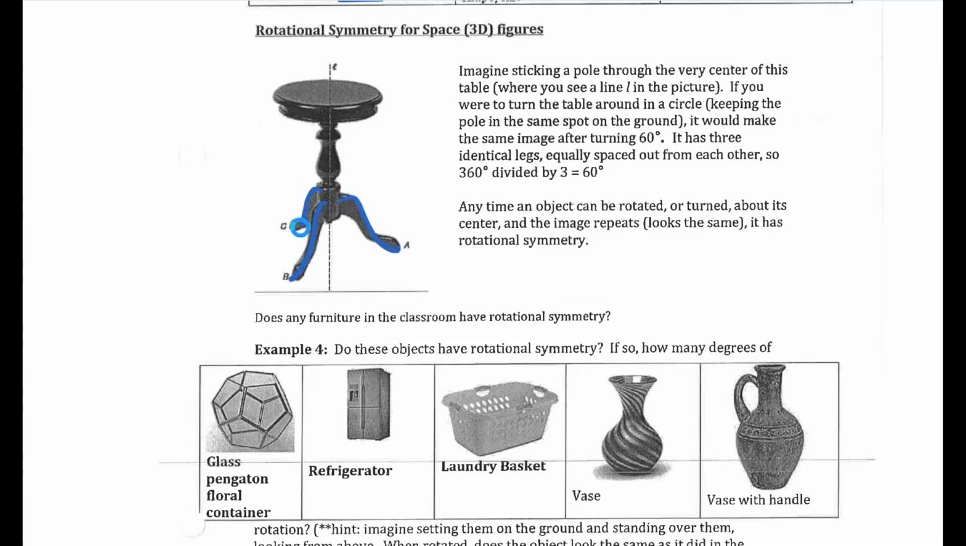We've got 3 legs here, and so that's why there's 60 degrees of rotation here, because there's 3 of these legs. So if we divide the degrees in a circle, 360 by 3, we end up getting 60.